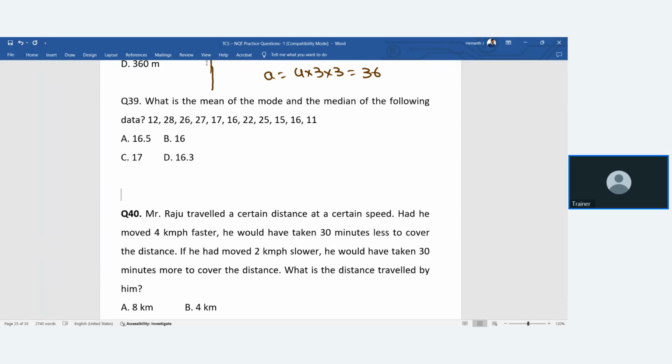Mean of the mode and median. First, we have to calculate mode and median. Mode, I think everyone knows, is the most frequent value. You just solve. Let me give time for you people. Mean of the mode and the median is what we have to calculate. So let's look into this.